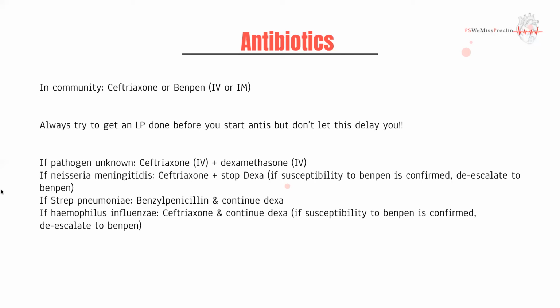What I mean by this is that Neisseria meningitidis very commonly can be resistant to benpen, right? So although benpen is the best fit for Neisseria, obviously that's not going to be doing anything if it's resistant to it. So we only want to switch them onto benpen if we confirm susceptibility. Going back, you do the LP, start them on ceftriaxone and dexamethasone. Your lumbar puncture comes back, says Neisseria meningitidis. You start them on ceftriaxone and stop the dexa. Once you know that it's susceptible to benpen, you can de-escalate to benpen.